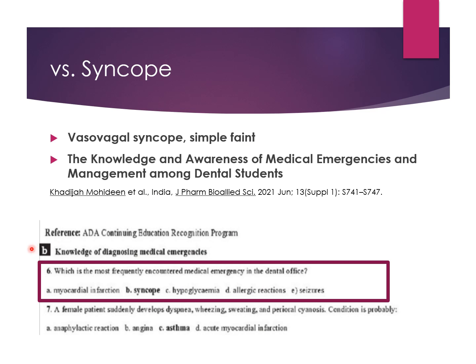This picture is a dental survey from one journal. The question is, which is the most frequently encountered medical emergency in the dental office? Maybe you could answer the question. Syncope, right?